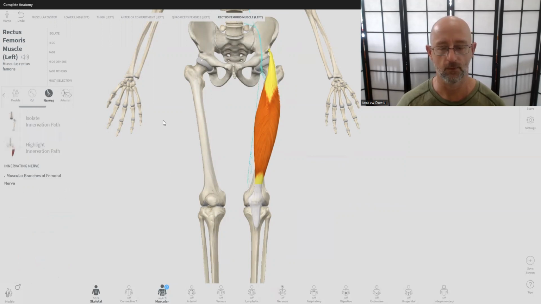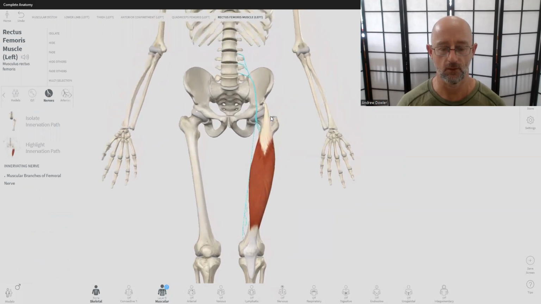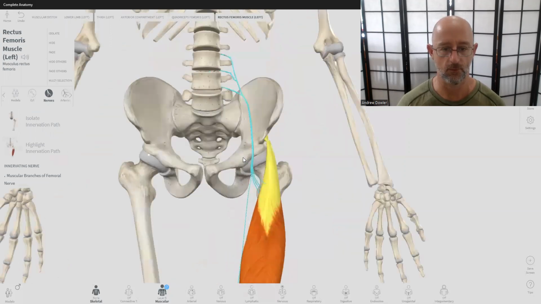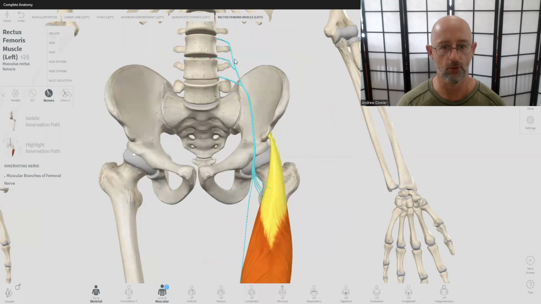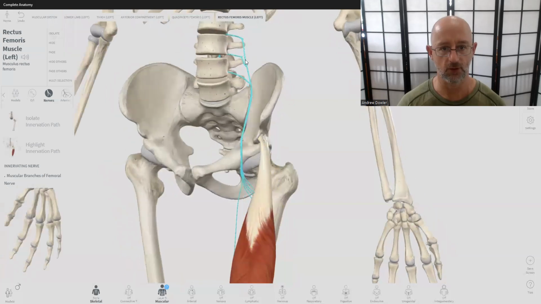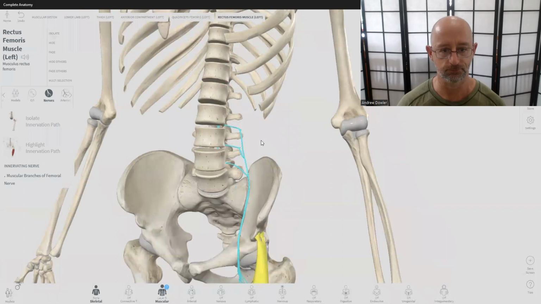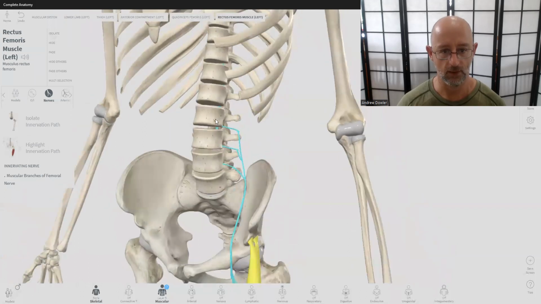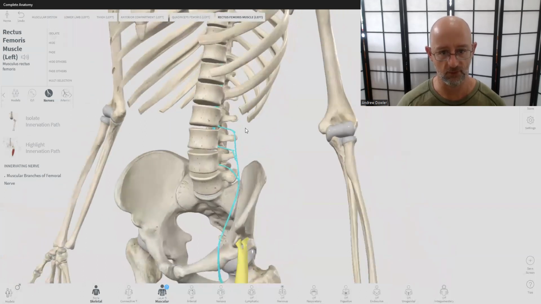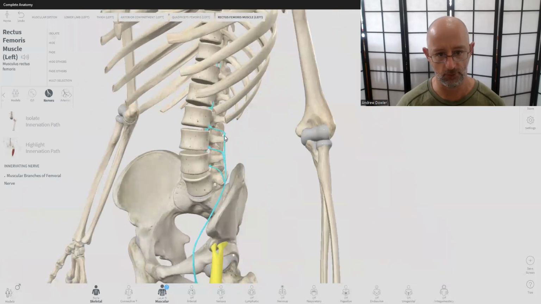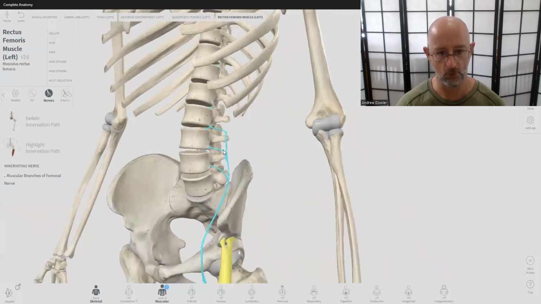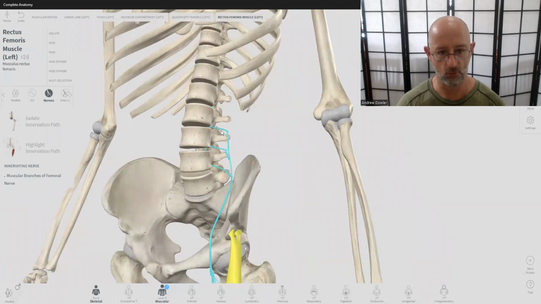So if I put on the nerves, there we go. We have this blue nerve here. This is the L2, L3, L4 nerve. So you've got 3 levels coming out of L2. That means it's from the L2 vertebrae and L3 vertebrae, so the level that comes out between. So L2-3, L3-4, L4-5.